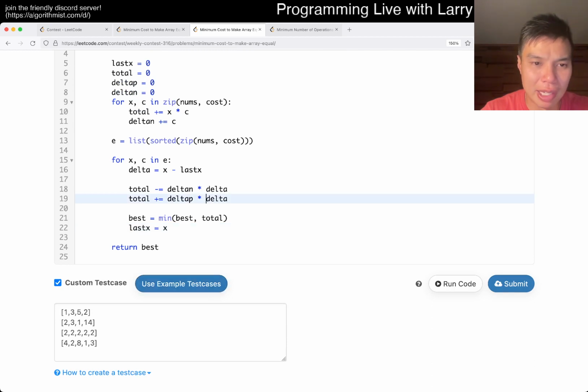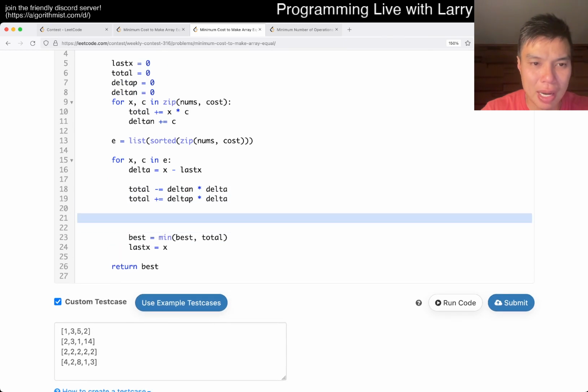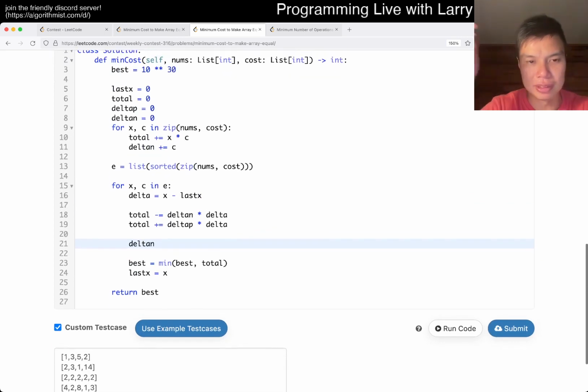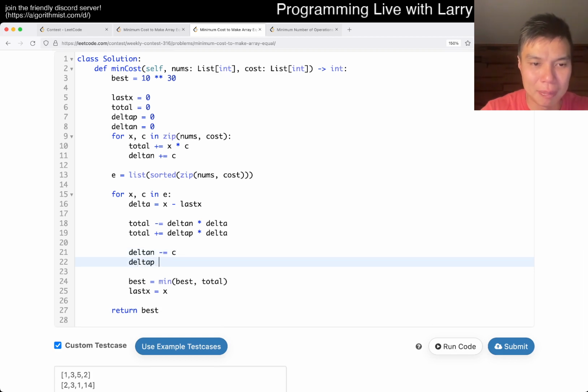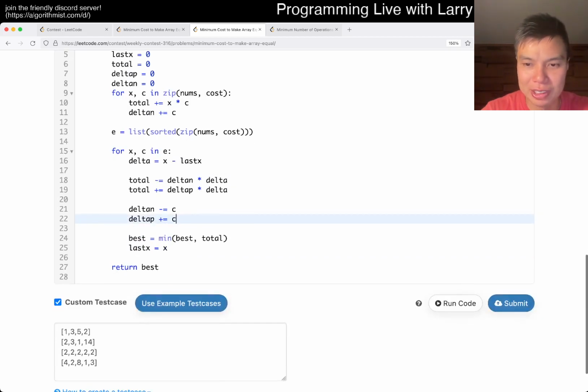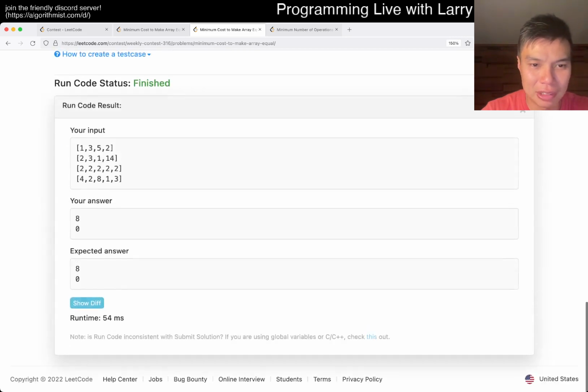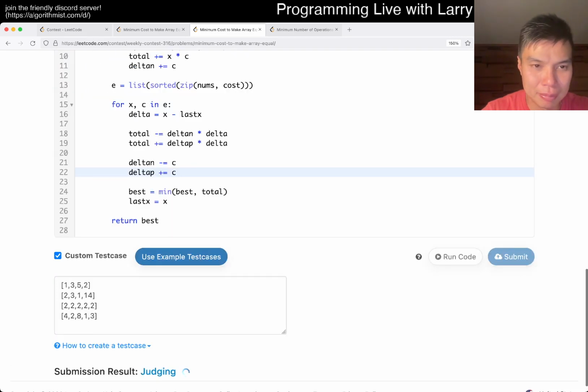No, this is not quite right. I have to update this, and we update this by, we have to update delta n and delta y. So delta n means that this number, minus C, because that means that for every time we process a number, it has gone to the dark side. Okay, so that looks good. Let's give it a submit.